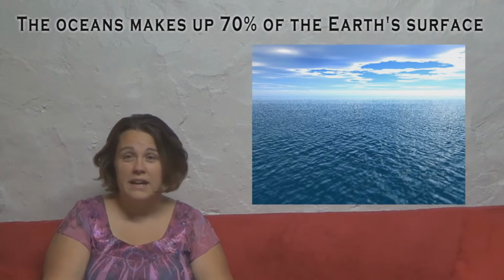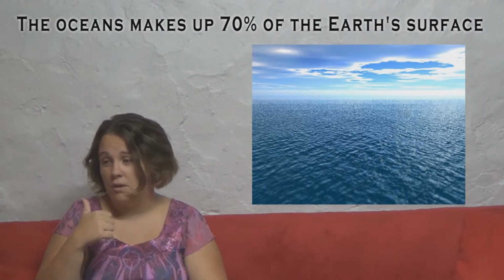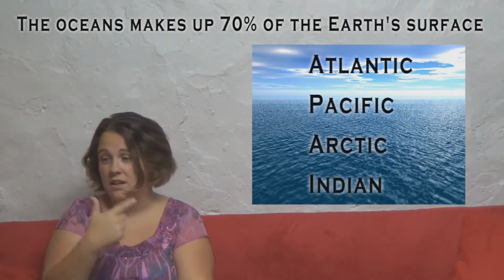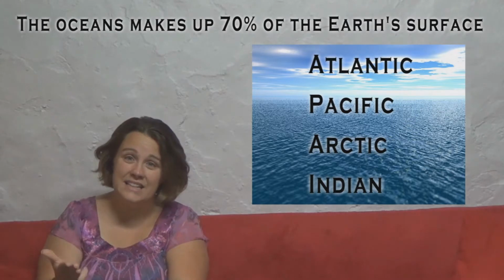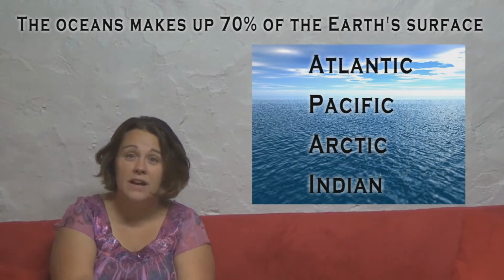Can anybody guess what takes up the most space on our Earth? If you guessed oceans, you would have guessed correct. 70% of the Earth's surface is covered in oceans, and those oceans are the Atlantic, the Pacific, the Arctic, and the Indian. So there's four main oceans. All right, and they take up 70% of the Earth's surface, which means that most of the life on our planet actually lives in the ocean.